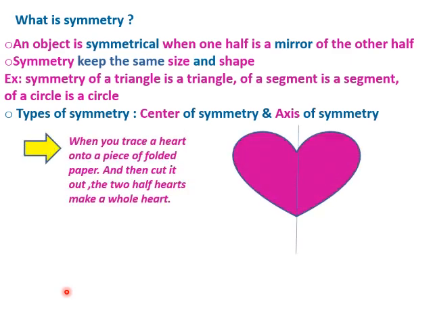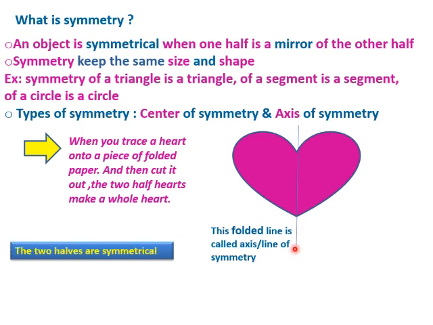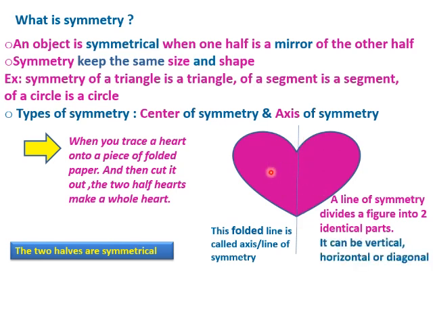When you trace a heart onto a piece of folded paper and then cut it out, the two half hearts make a whole heart. This folded line is called the axis or line of symmetry. We can see that the two halves, this half and this half, are symmetrical. A line of symmetry divides a figure into two identical parts. It can be vertical, like in this case, or horizontal or diagonal.